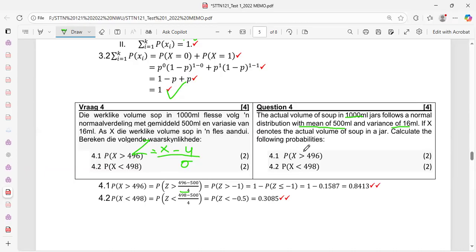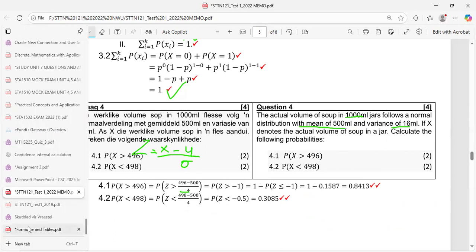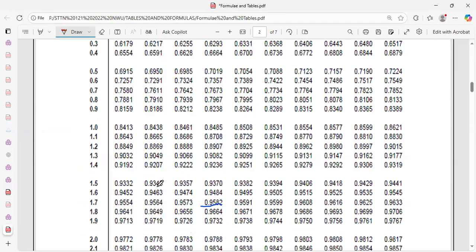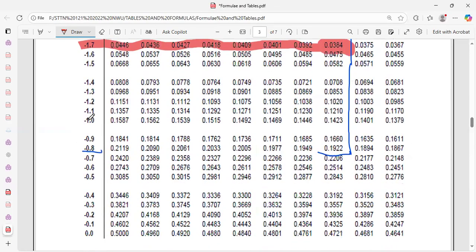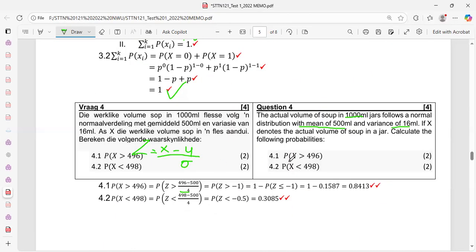Remember, it's greater than, so 1 minus. Don't forget, 1 minus. So it's going to be x is 496 minus 500 divided by 4. And then you will get -1. You go to the table, you go and check the one for -1, and remember, -1 is the same as -1,00. Where's -1 under 0, here it is, under 0,00, 0,1587. Then you say 1 minus 0,1587, then you get 0,8413. You are done.